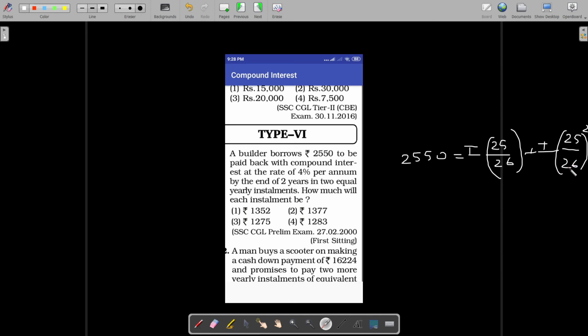26 squared is 676. So among the options, check the multiple of 676. Here you can see that the first option, 1352, is a multiple of 676. So that is the only possible answer.